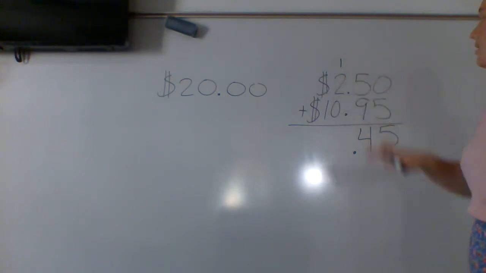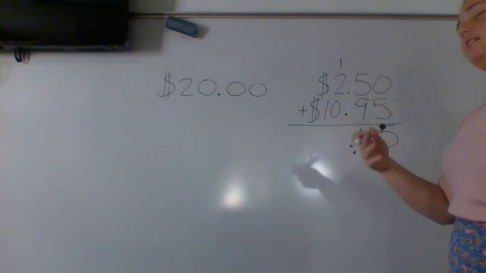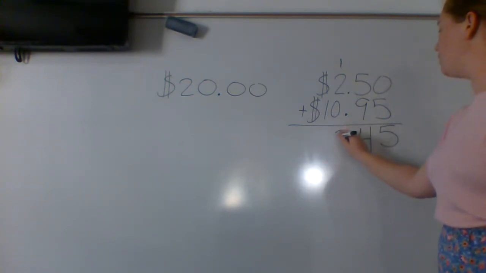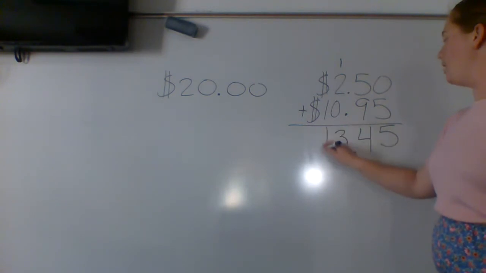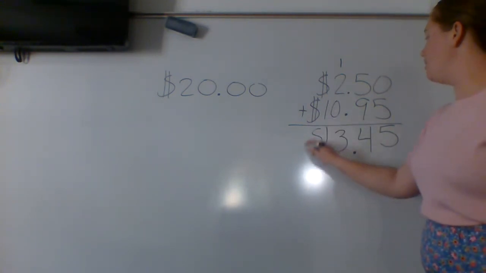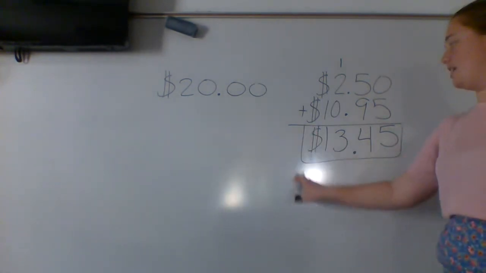1 plus 2 is 3. Plus 0 is, of course, still 3. And then I don't have any carried numbers. 1 gets brought down with a dollar sign. So this is how much money he spent.